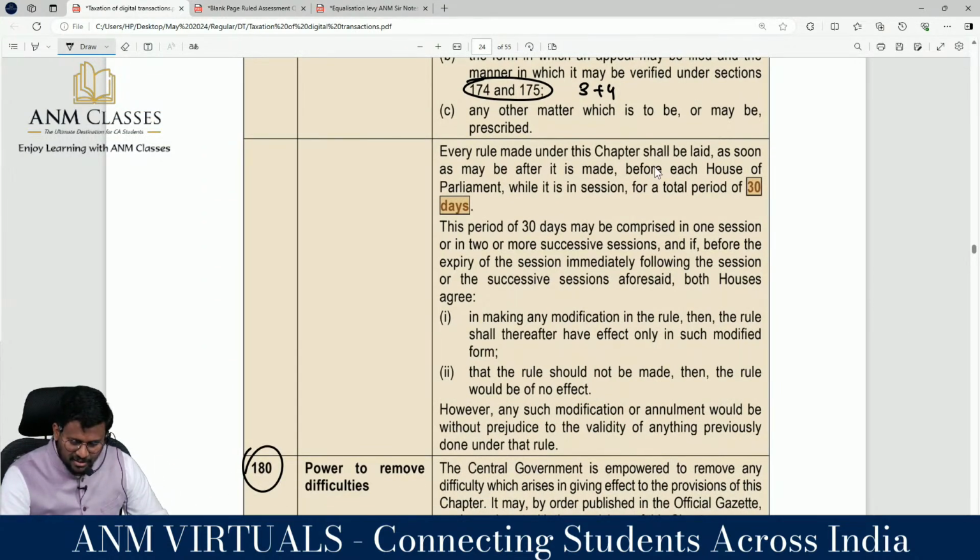Every rule made under this chapter shall be laid, as soon as may be after it is made, before each House of Parliament while it is in session for a total period of 30 days.